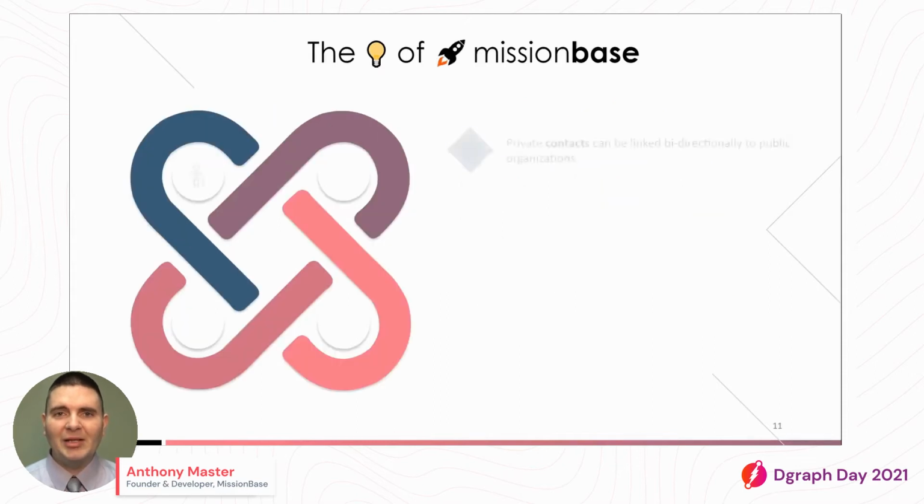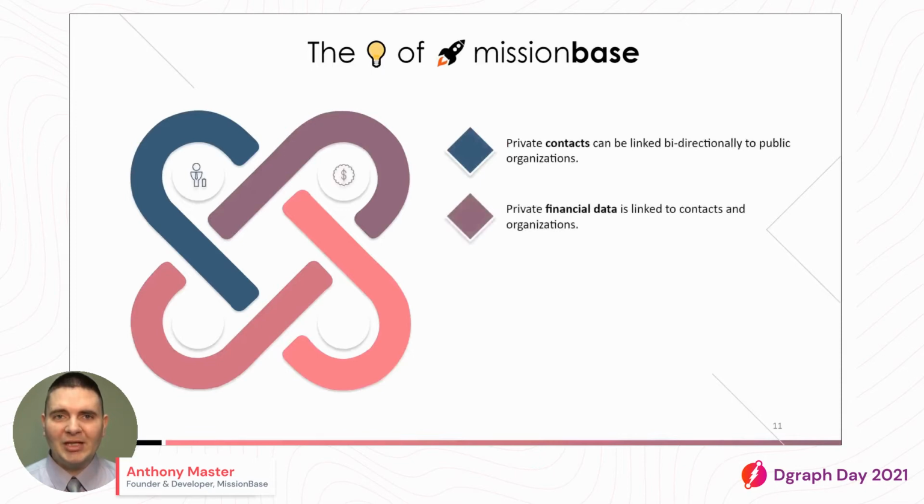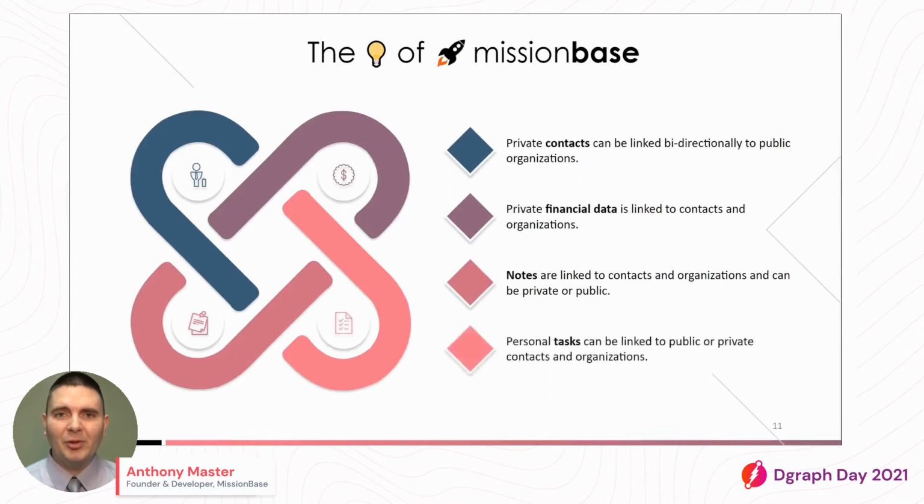Private contacts can be linked to public organizations. Private financial data is linked to contacts and organizations. Notes are linked to contacts and organizations and can be public or private. And personal tasks can be linked to public or private contacts and organizations.